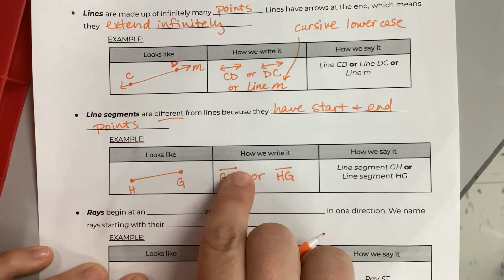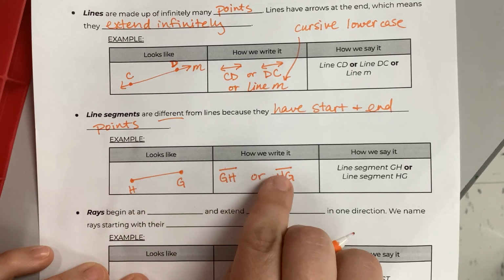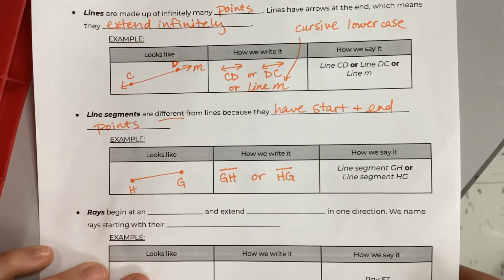All right, and then again, notice a little tiny picture. It looks like a line segment. It's not going to keep going infinitely because there are no arrows.